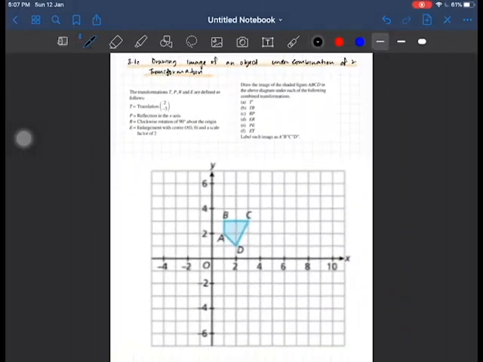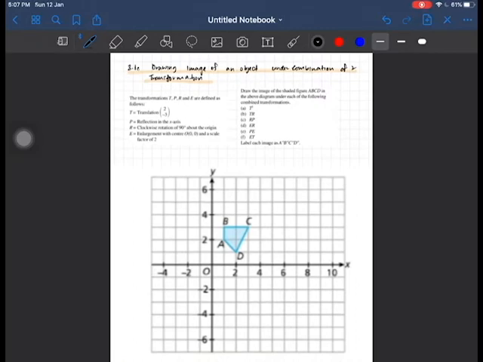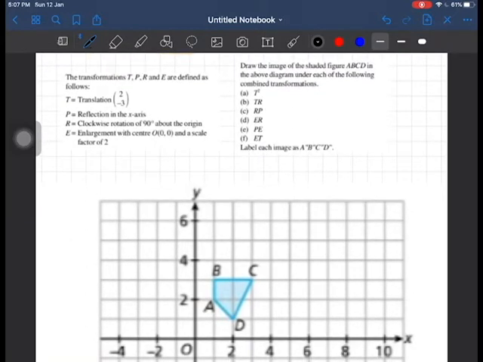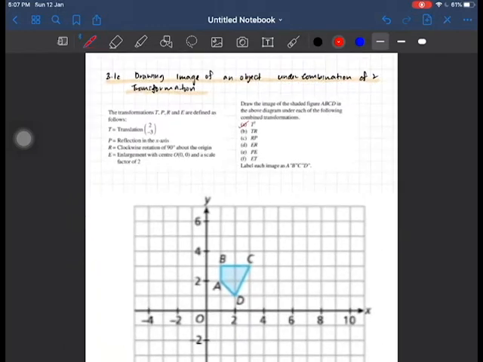Right, next. So next we're going to learn how to draw an image of an object under a combination of two transformations. So for example, we'll do A squared. So what's A? (2, -3).